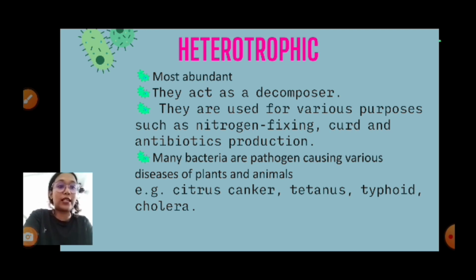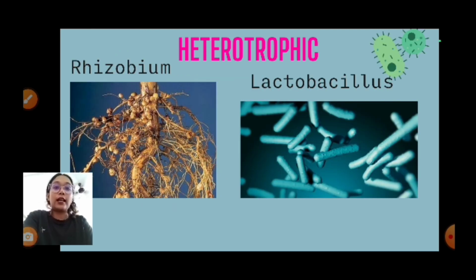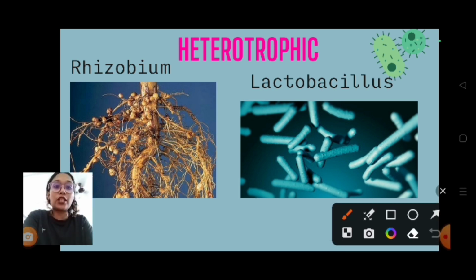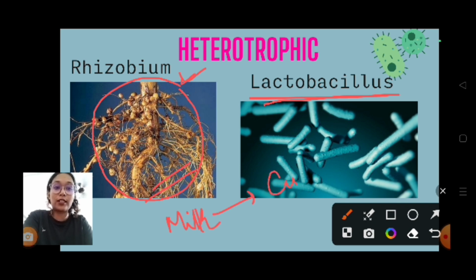Now moving on to the next slide. These are a few examples which we have already discussed. Rhizobium is present in the roots of leguminous plants. These bacteria help in nitrogen fixation. And Lactobacillus helps in the conversion of milk to curd. All right.